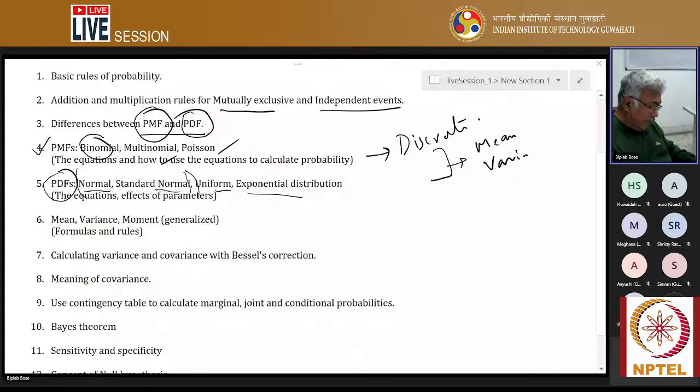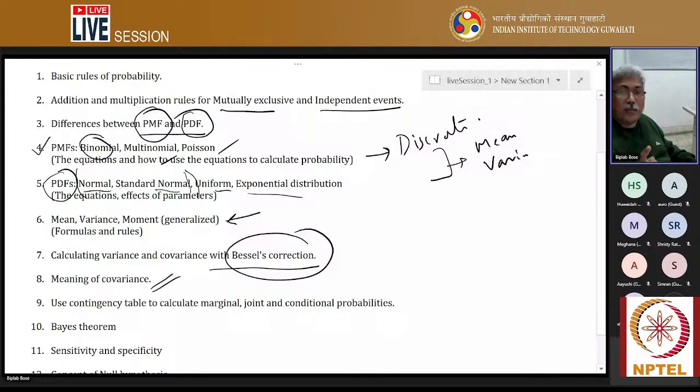Okay, then we learn about mean, variance, moments, right? And then how to calculate them with Bessel's correction from the data. We learn about covariance. Understanding of covariance is very important, because from this covariance later on we will go into correlation, which will be used to create model, linear model. You must have done linear regression when you have taken standard curve. For example, suppose you are doing protein assay.